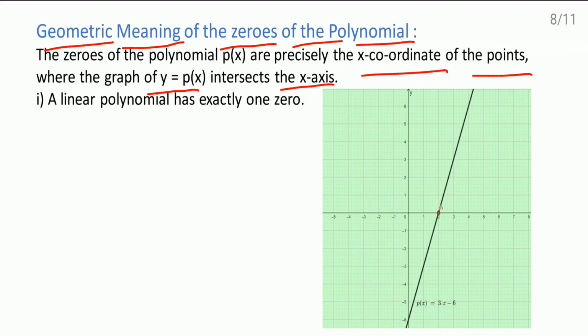Now suppose we have a linear polynomial. A linear polynomial has only one zero, exactly 1. This is the graph of the linear polynomial which I have written here. This one is a polynomial. I'll show you.